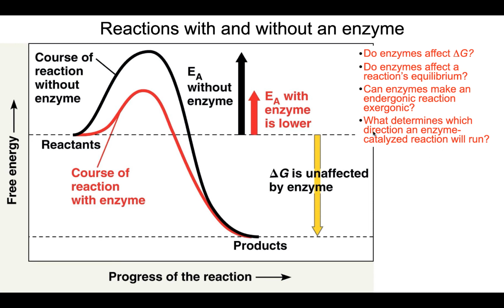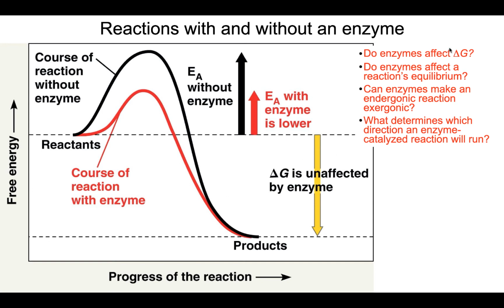And finally, what determines which direction an enzyme catalyzed reaction will run? Well, what determines which way a reaction will run? Again, the delta G. Reactions always run towards the lower energy. If the products have the lower energy, then we run in that direction. If the reactants have a lower energy, we run in that direction. Enzymes don't affect directionality, and so an enzyme will catalyze whatever direction the reaction's delta G is telling us that reaction is going to run.